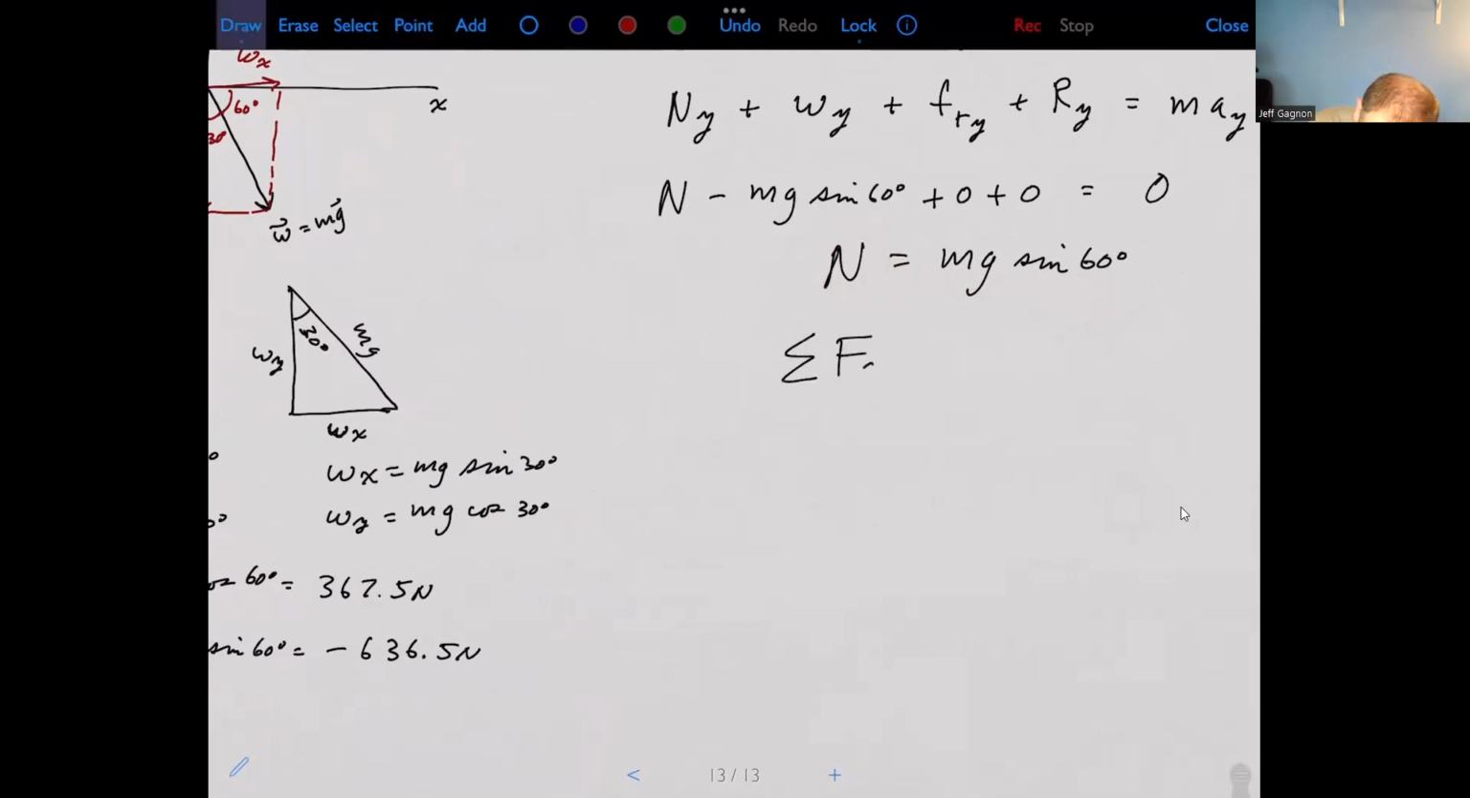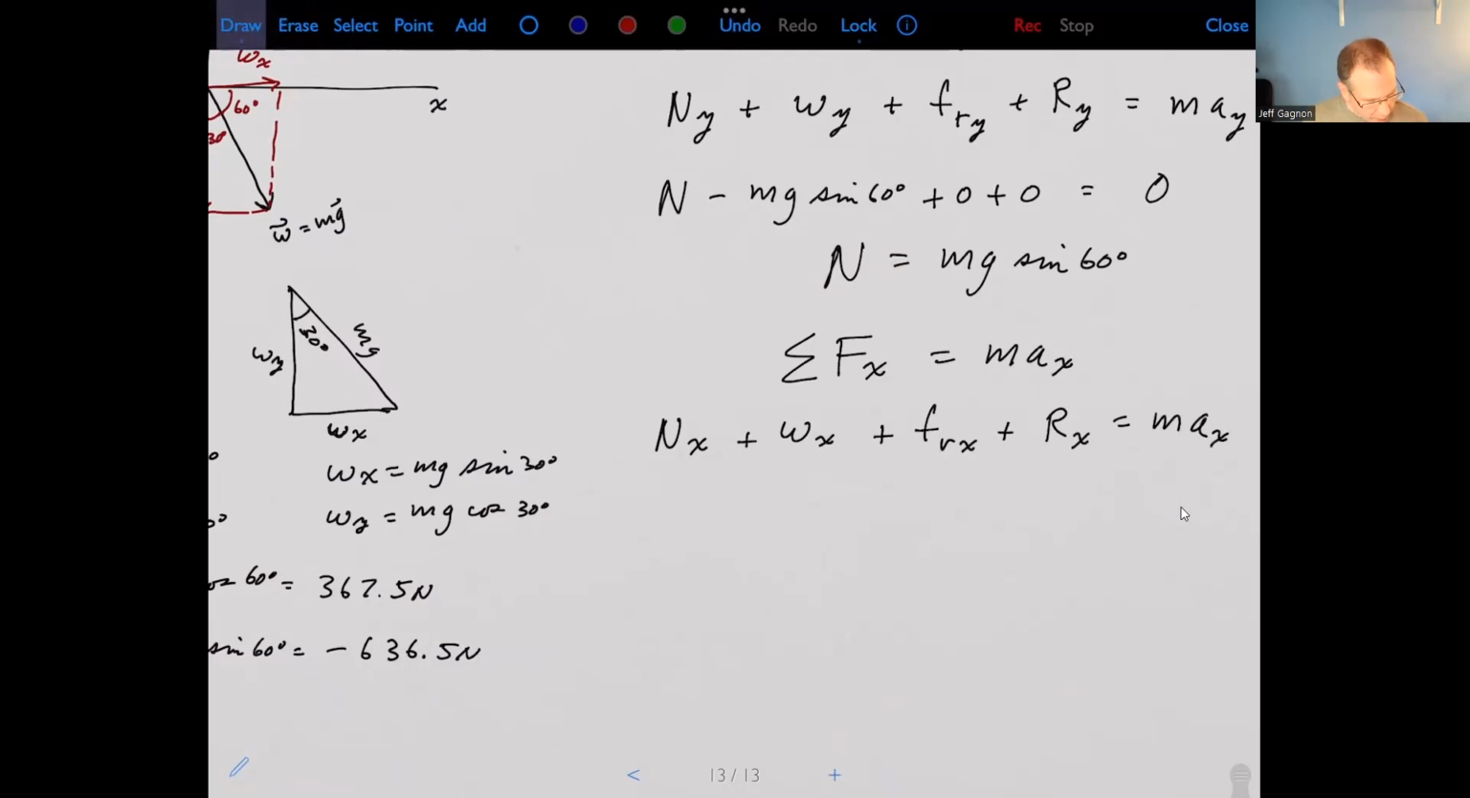So now I have the sum of the forces in the x is equal to m a_x. So now I have the x component of the normal force plus the x component of the weight plus the x component of the rolling friction, this should be just f_r, plus the x component of the drag force is equal to m a_x.